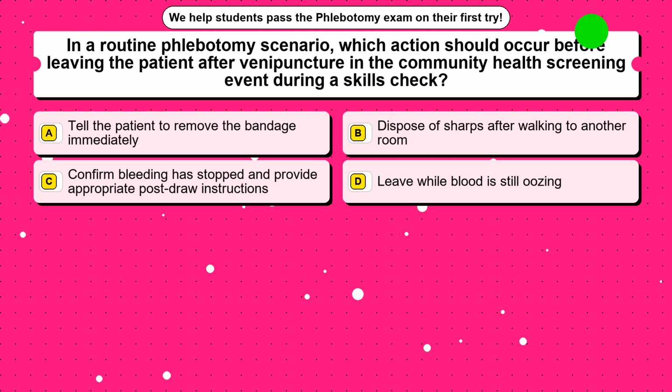Question 75. In a routine phlebotomy scenario, which action should occur before leaving the patient after venipuncture in the community health screening event during a skills check? Option A. Tell the patient to remove the bandage immediately. Option B. Dispose of sharps after walking to another room. Option C. Confirm bleeding has stopped and provide appropriate post-draw instructions. Option D. Leave while blood is still oozing.